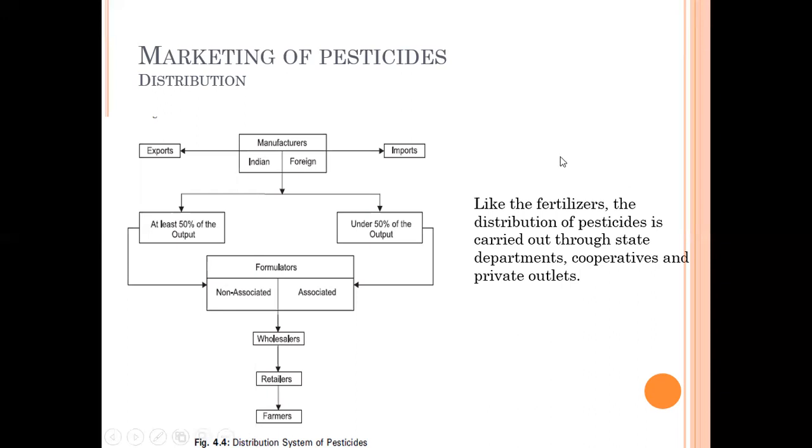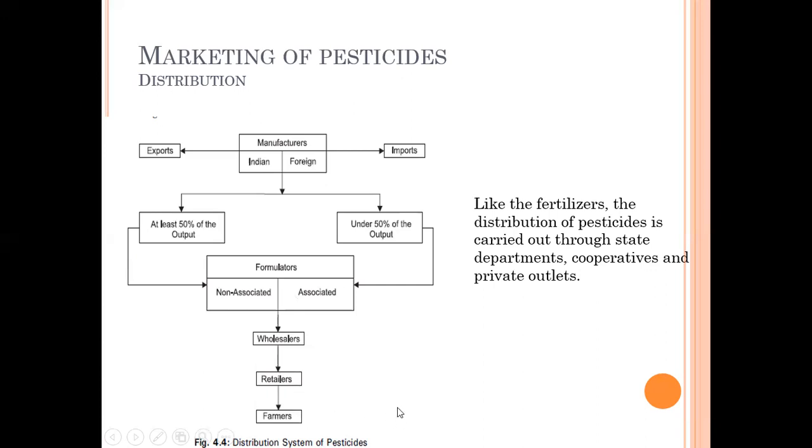In this figure, I have presented manufacturers, Indian and foreign. If we are producing in bulk, we are exporting it. And if some pesticides are there which we are not producing or which are not cost effective, we are importing them. Okay. So import and export, both things are happening in our country. At least 50% of that output is going to non-associated formulators, and 50% of output is going to associated formulators, and then through them it is going to wholesalers, retailers and farmers.